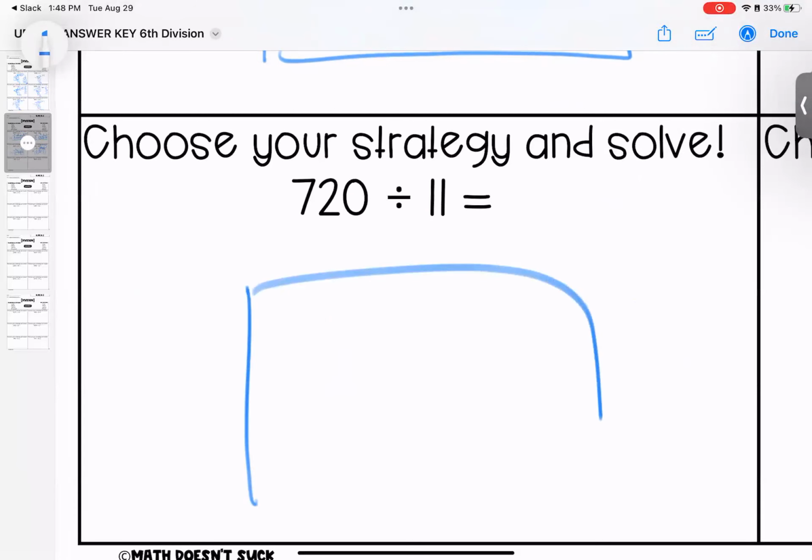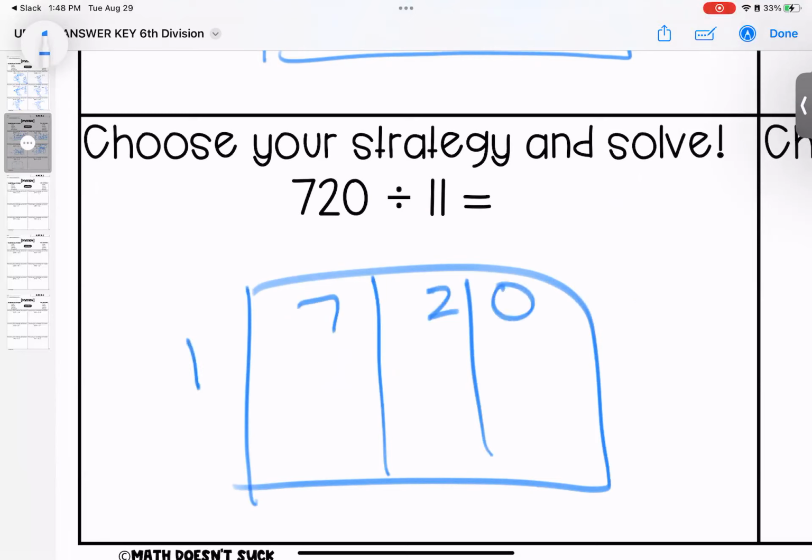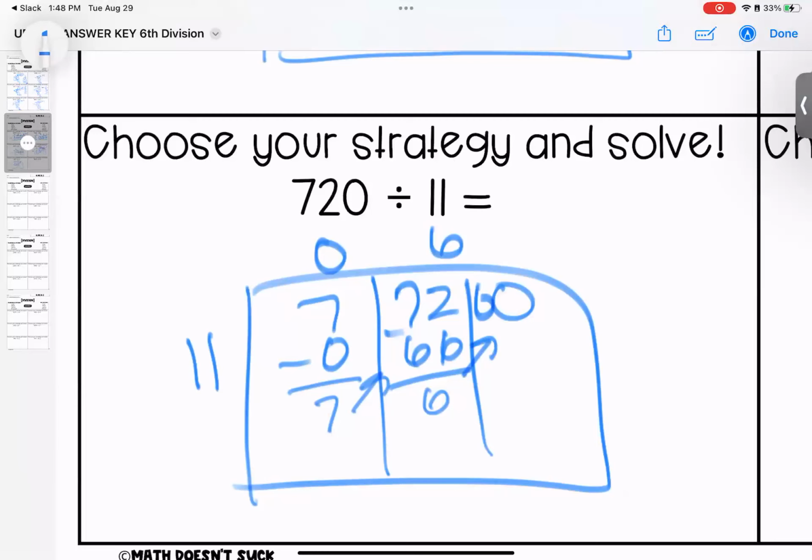All right, 2 more on this page. 720 divided by 11. 11 does not go into 7. But it does go into 72. Closest is going to be 6, which is 66. When I take away 66 from 72, I'm left with 6. I can bring that next door. Closest I can get this time is 5 because 5 times 11 is 55. Leaves me with a remainder of 5. 720 divided by 11 is 65 with a remainder of 5.